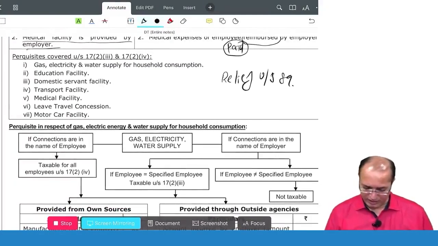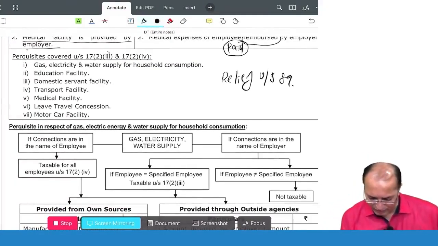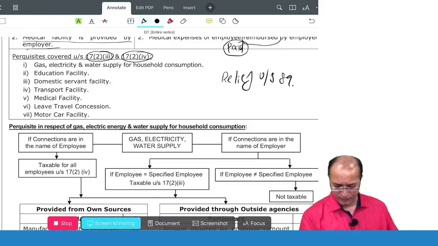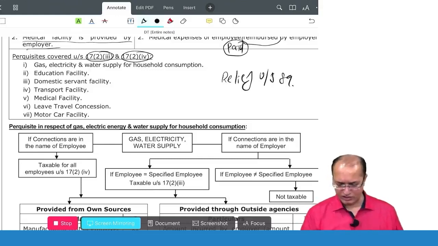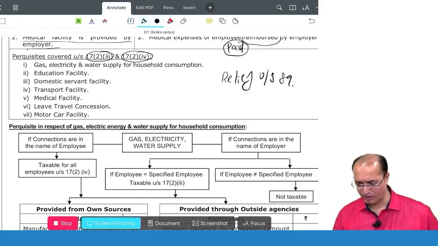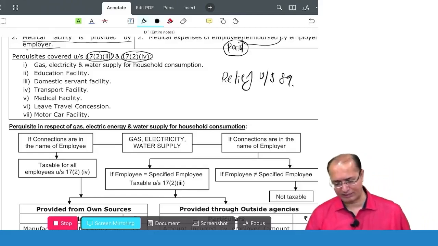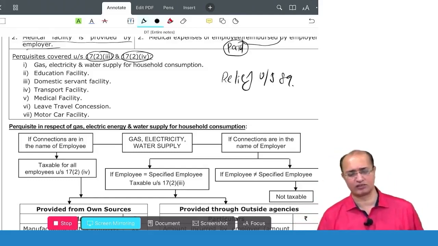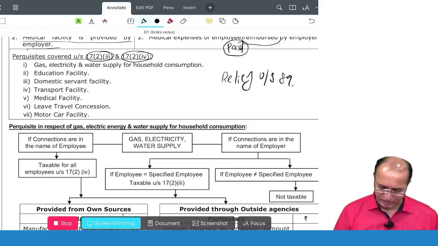Here we are discussing section 17(2) clause 4 in conjunction with 17(2) clause 3. Clauses 3 and 4 are discussed in a combined manner. If it is a monetary perquisite, it will be covered by clause 4. If it is a non-monetary perquisite, it will be covered by clause 3. If it is clause 3, it will be taxable only for specified employees. If it is clause 4, it will be taxable for specified as well as non-specified employees. In that we have 7 points.